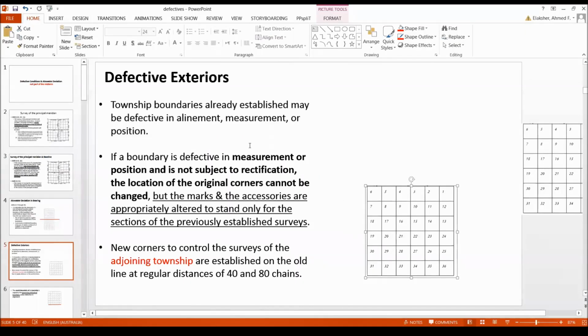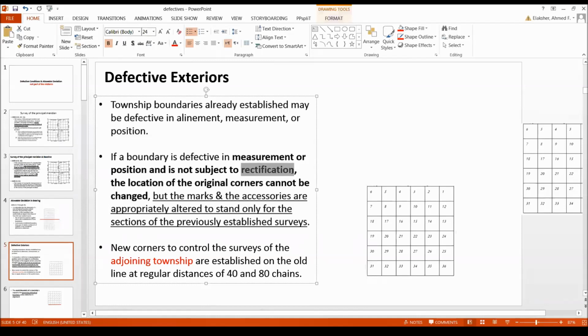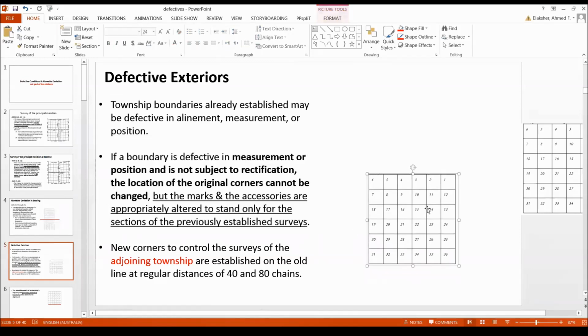And how does the manual address these cases? If the boundary is defective in measurement, position, and is not subject to rectification, the location of the original monuments cannot be changed. Let me illustrate this. So you have a township that has already been established, and you cannot change it. It has already been approved. Remember the keyword here, it has already been approved, and you cannot really change it once it's approved.